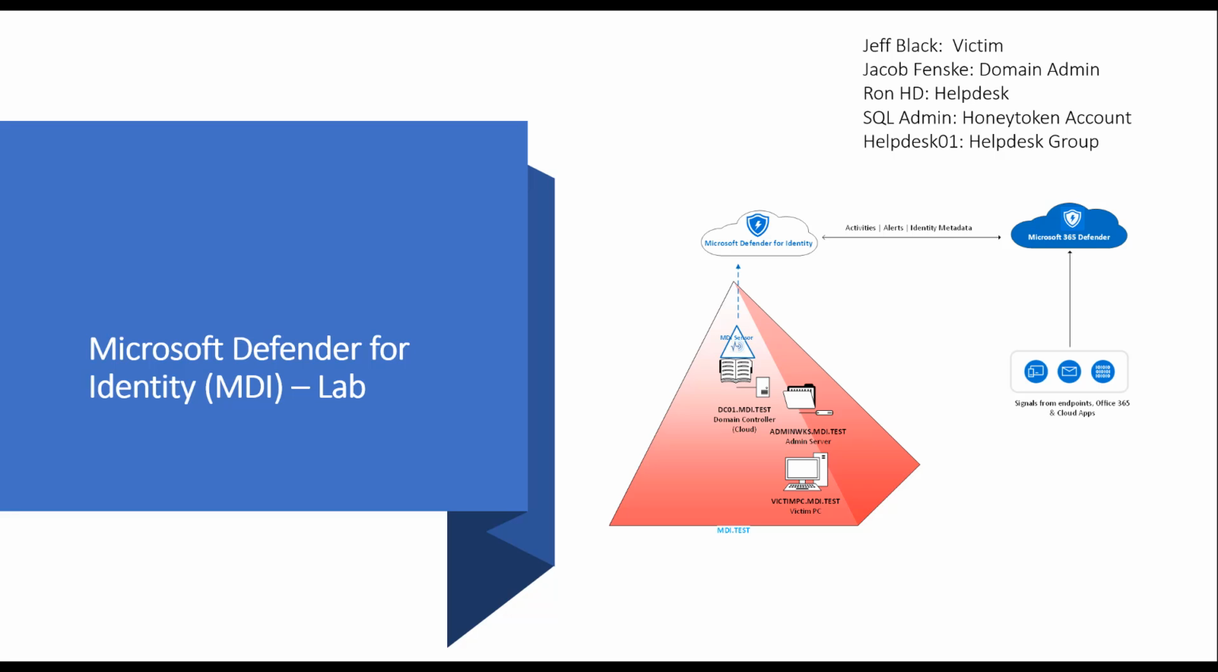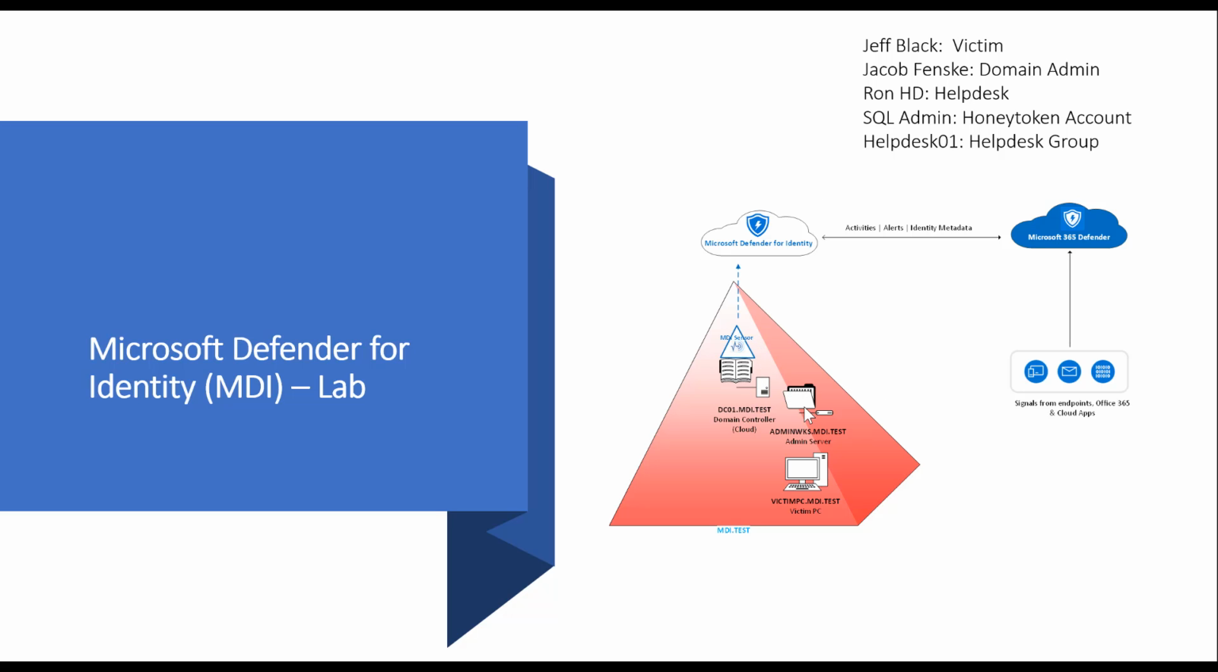Remember, Ron HD has rights on the admin workstation. And in the reconnaissance phase, through the IP and SMB attack, if you recall, we have already identified which machine Jacob Fanske, our domain admin, is logged in on. We know that Jacob Fanske is using the admin workstation in this scenario, and that we already gathered in the reconnaissance attack.